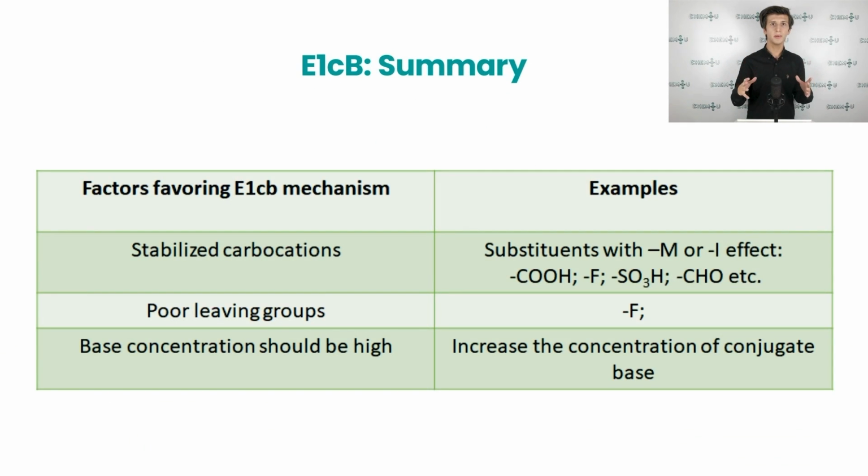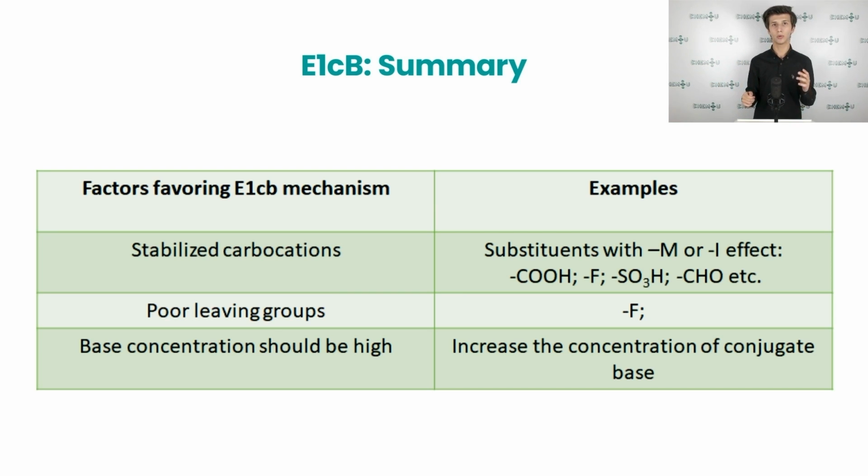Ultimately, E1CB is quite a rare mechanism that competes with E2. Carbanion stabilizing substituents and electron withdrawing poor leaving groups enhance elimination from the conjugate base. As usual, here is a brief summary of factors favoring the E1CB mechanism. All in all, it is the stabilized carbanions, poor electron withdrawing leaving groups, and high base concentrations that favor the E1CB mechanism. This was the last topic for today.